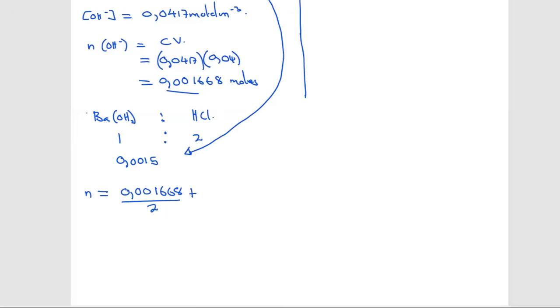Then I'm going to add this other one, which is the volume that we got, 0.0015. After adding them, what am I going to get? According to this, our n is divided by 2, and I get 0.000834. Then I add 0.0015. What do I get? The number of moles is 0.002324 moles.